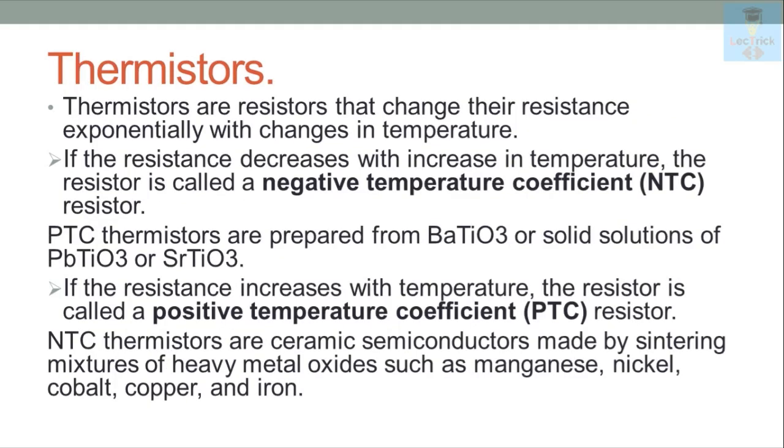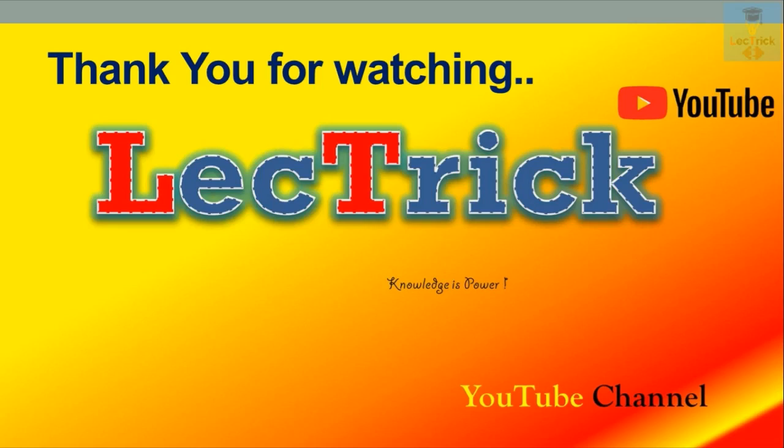Now the thermistors. Thermistors are resistors that change their resistance exponentially with changes in temperature. As I told, there is a positive temperature coefficient of resistance and a negative temperature coefficient of resistance. That means how the rise or change in temperature will affect the performance of the resistance. We already discussed this in the last video. In continuation of that, if the resistance decreases with increase in temperature, then it is called a negative temperature coefficient resistor.